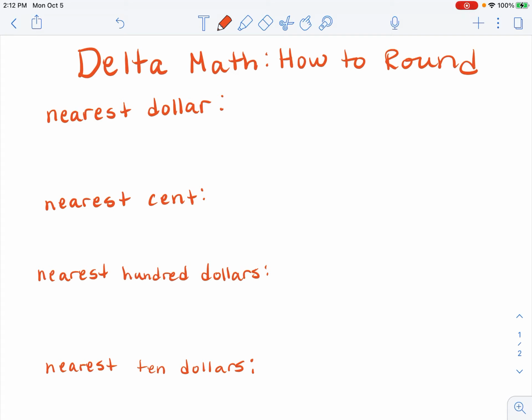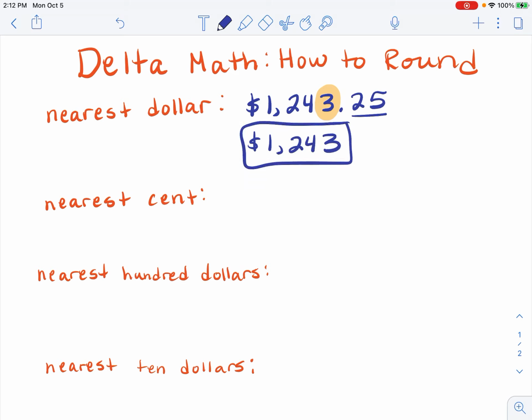So the first problem asks you to round to the nearest dollar. So let's pretend that you get an answer of $1,243.25. So the nearest dollar means this number right here. So if this is a 25, the nearest dollar would be $1,243, and that would be your answer.